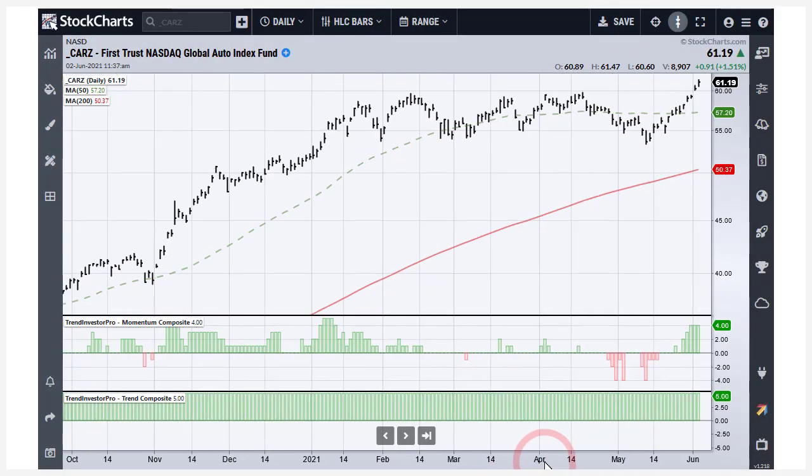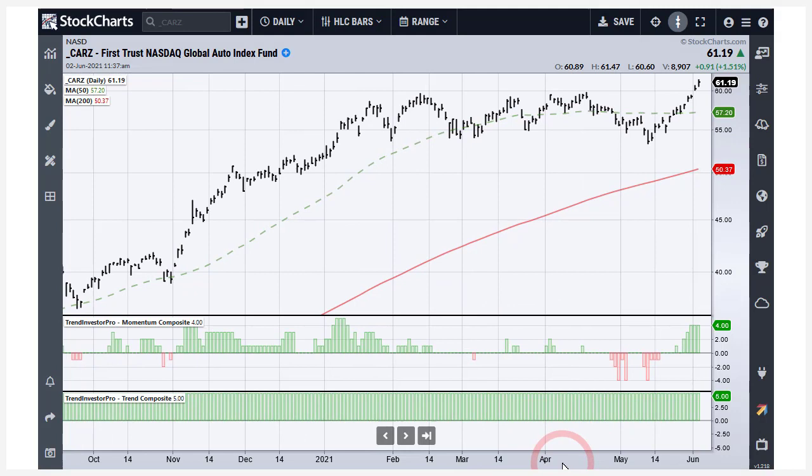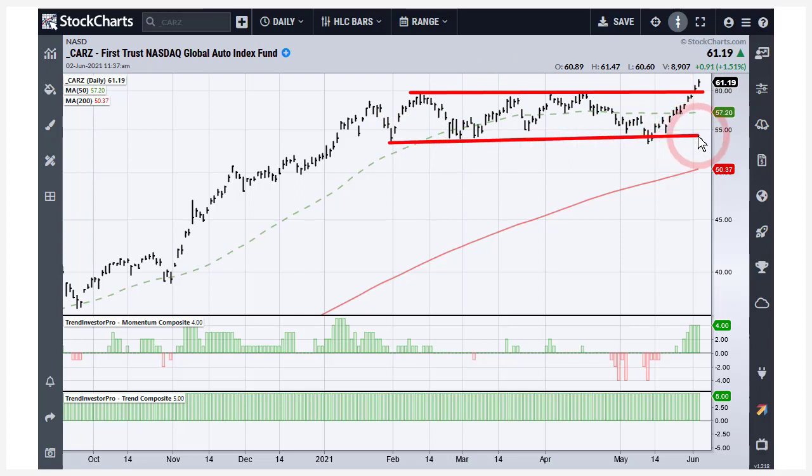So here's the cars ETF on StockCharts, ACCP. And there you can see that big move and then this big consolidation. And now we're breaking out of that consolidation and hitting a 52-week high. And you can also see here that there's what some people would call a support break.